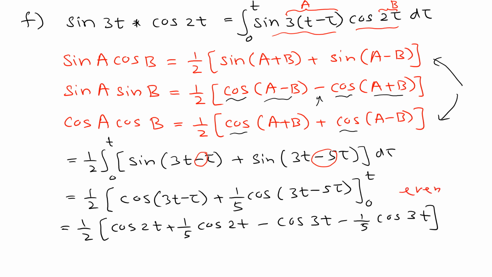So because of that, you get the same term. Now let's simplify. When you simplify, you get 3/5. The half gets cancelled out, so you get cosine 2t minus cosine 3t. So that's what you get as the convolution.